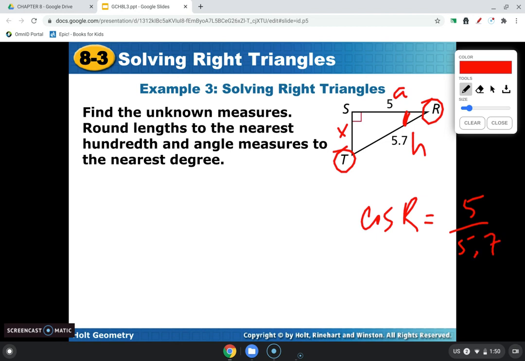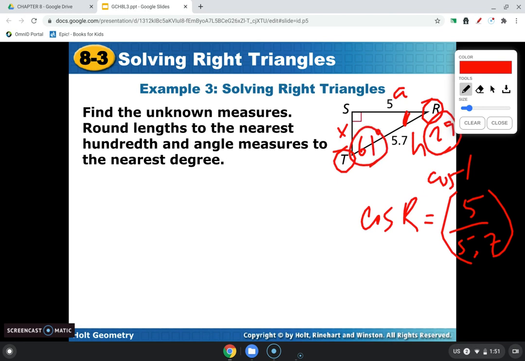Okay, so we're finding an angle. To find an angle, it's just one step. You're just going to take the inverse cosine of the fraction. So on your calculator, take the inverse cosine of 5 over 5.7 and hit enter. And you can see that's 28.69. So we would round that up to 29 degrees. So R is 29 degrees using trig to find the angle. Now T is easy. We just take 90 minus 29, which is 61 degrees.